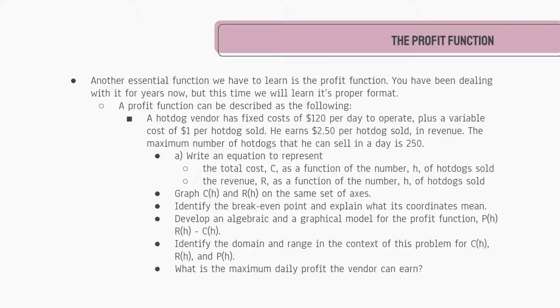A hot dog vendor has fixed costs of $120 per day to operate, plus a variable cost of $1 per hot dog sold. He earns $2.5 per hot dog sold in revenue. The maximum number of hot dogs that he can sell in a day is 250. So A, or our bullet point 1, is asking us to write an equation to represent first the total cost, C, as a function of the number H, which is of hot dogs sold. And then B, or point 2, is asking us to create an equation to represent the revenue, which is represented by R as a function of H.